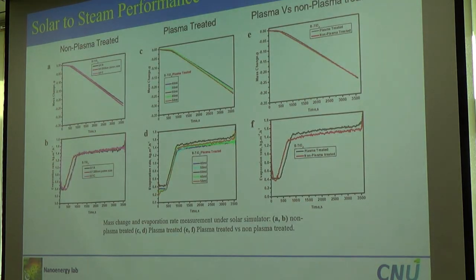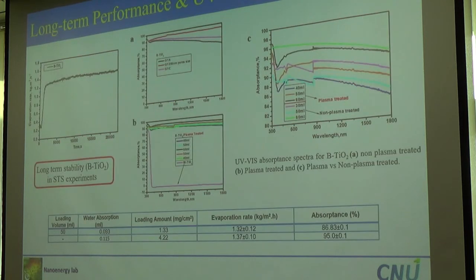For the non-plasma treated sample, the mass change and the evaporation rate: the evaporation rate is 1.32 kilogram per meter square per hour for the loading amount of 50 ml, and the loading amount is 4.2 milligram per centimeter square. The evaporation rate is 1.37.